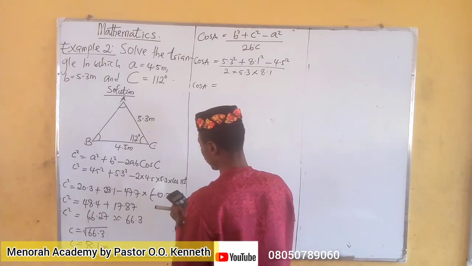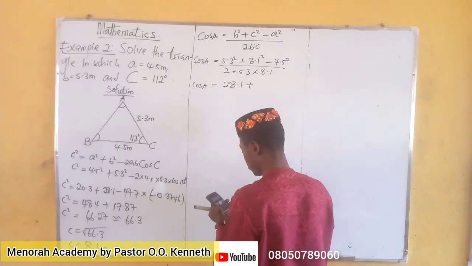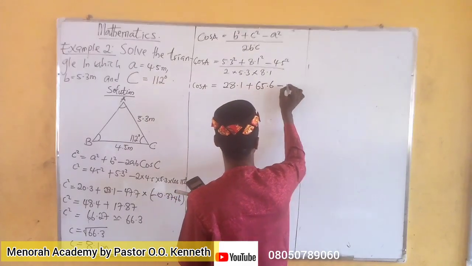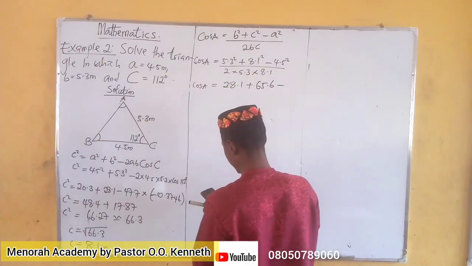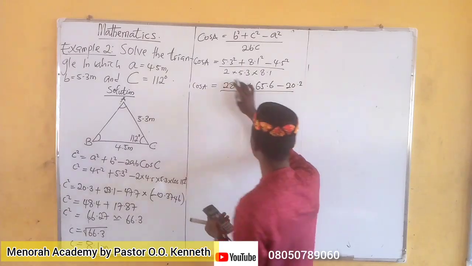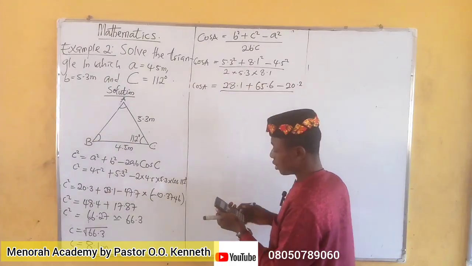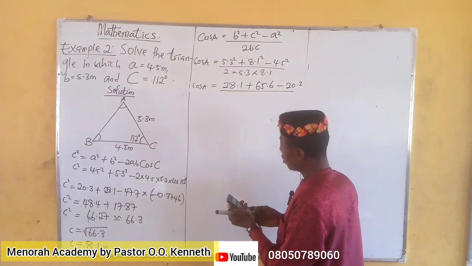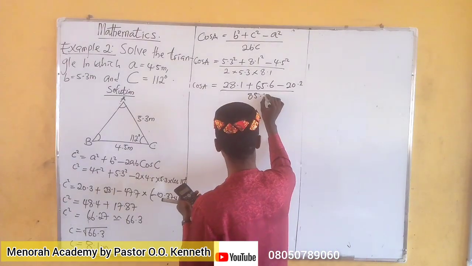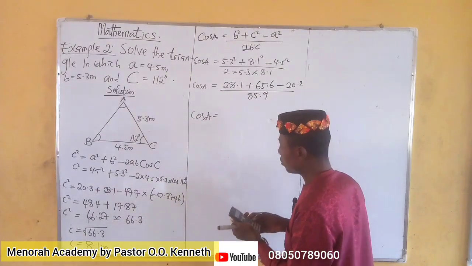So cos A will basically be equal to 5.3 squared, which is going to be 28.1, then plus 8.1 squared, which is going to be 65.6, then minus 4.5 squared, which is going to be 20.2, all over 2 times 5.3 times 8.1, all the denominator multiplied together, which is going to give me 85.9.